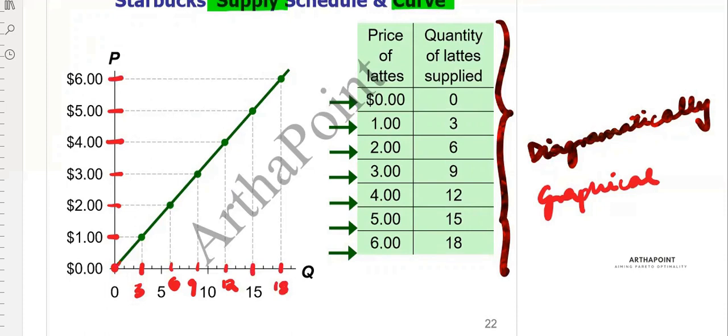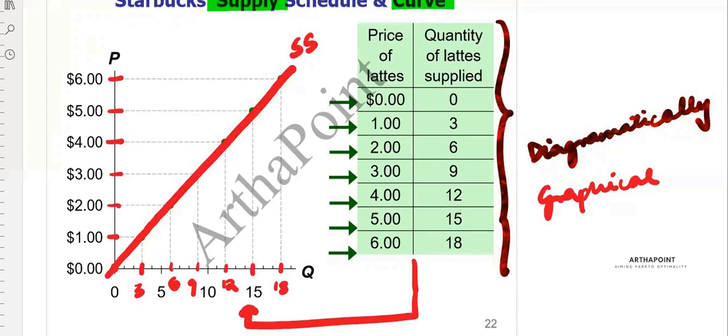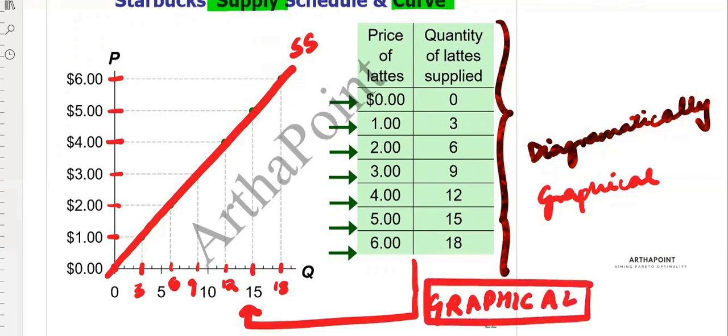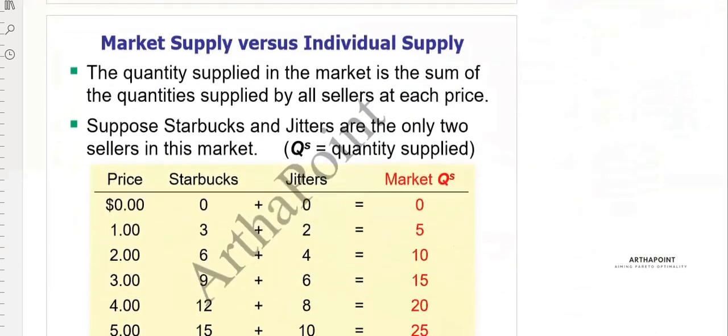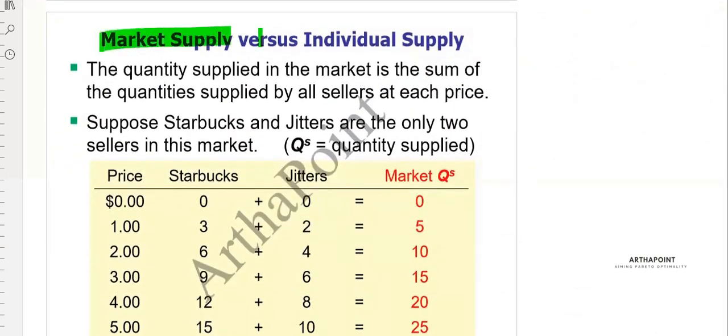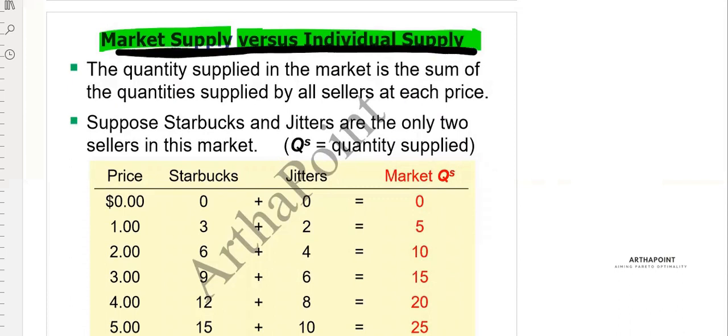When we draw a curve through it, this is known as the supply curve. So the graphical representation of a supply schedule is known as a supply curve. Market supply versus individual supply. Just like in the case of demand, we have a similar scenario with market supply and individual supply also.